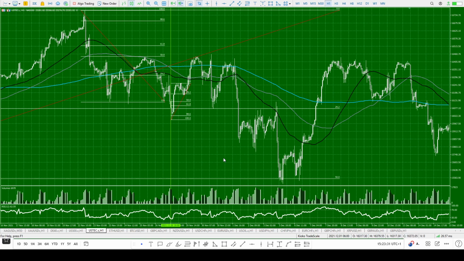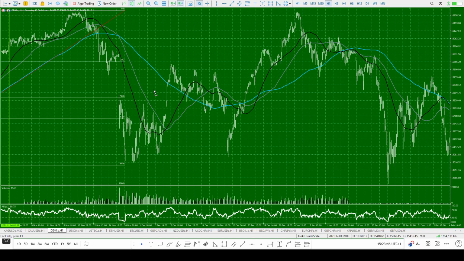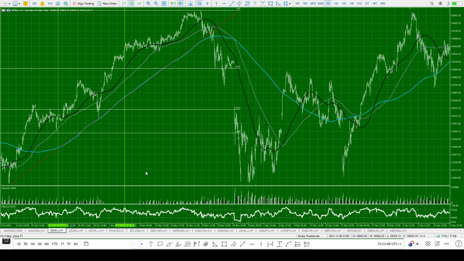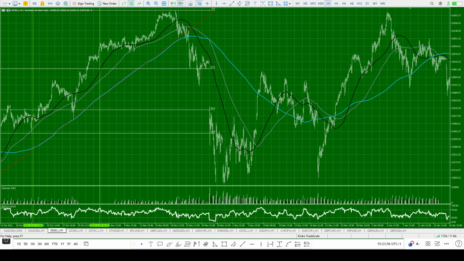Let's go to German 30. And there is a, let's look at the fib or the vertical line, the last vertical line, where it is. Is it what we want to see? No. I'm gonna stop the recording.